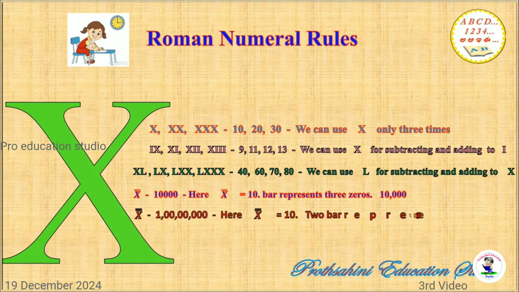Now we will go on to the next. It is X double bar. Do you know what is meant by X double bar? X double bar represents how many zeros? Can you say? It is 6 zeros. Now we have one crore. Here X double bar is equal to 10, and double bar represents 6 zeros, which is equal to 1 crore.